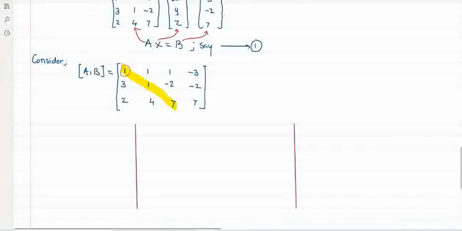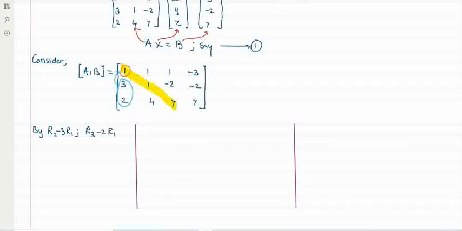Now my target is the elements below A11; these elements you have to reduce to 0 by using R1. Tell me the transformation. R2 minus 3R1 and R3 minus 2R1. Correct?